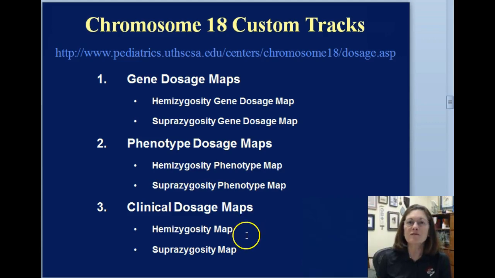So we have a set of maps that just deletes all the stuff that's not relevant to a clinical picture. Just focused on the clinical, we have one map for hemizygosity that has the genes and the phenotypes, and one for superzygosity, which are the duplications, and again, that's the genes and the phenotypes together in those maps. So those are the maps.